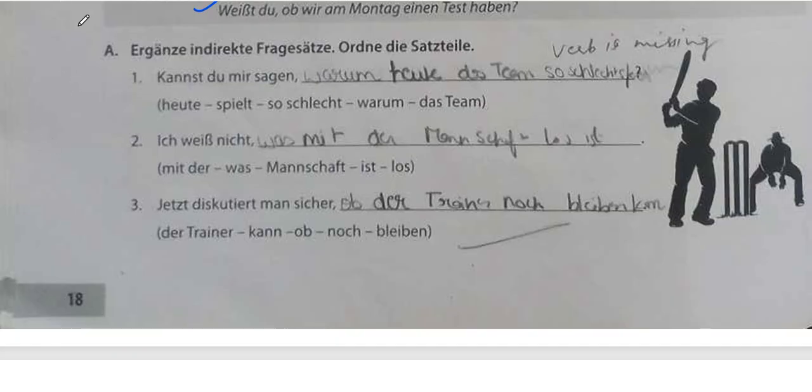Next question: Ich weiß nicht, was mit der Mannschaft los ist. Next question: Jetzt diskutiert man sicher. Here we have an ob question. Usually these ob questions only come in the exam. We don't get warum and was. So we use ob: now we are discussing, with surety, whether their trainer bleiben kann.